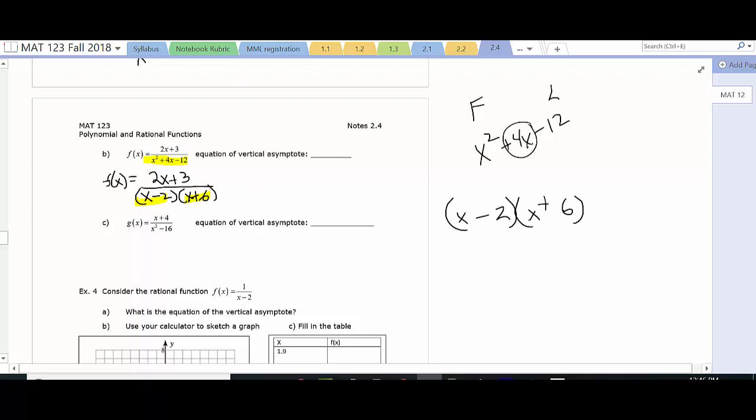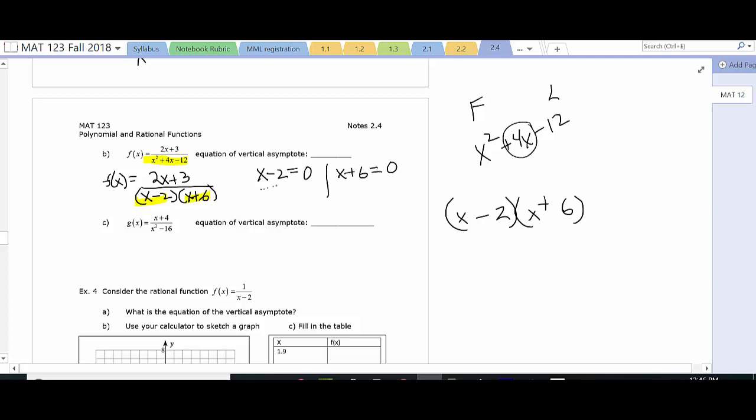what would make this factor 0? Just that, in your head. What would make that 0? 2. What would make that 0? Negative 6, right? So you can do that in your head, or you can just write it down and solve the equation. So you got to solve that equation, and then you got to solve this equation.